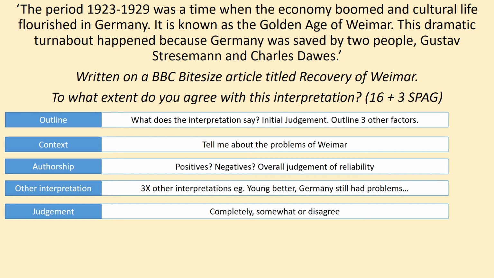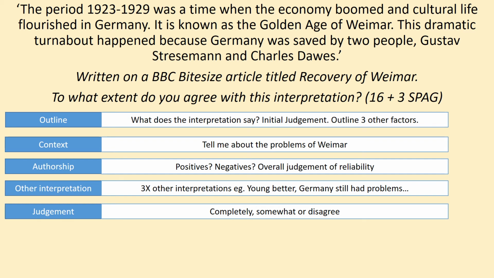So you have an interpretation at the top. And it says the period 1923 to 1929 was a time when the economy boomed, which is a good thing, and cultural life flourished in Germany. It is known as the Golden Age of Weimar. And this dramatic turnabout happened because Germany was saved by two people, Gustav Stresemann and Charles Dawes, who you will know from the Dawes Plan. And that's written on a BBC Bitesize article titled Recovery of Weimar.